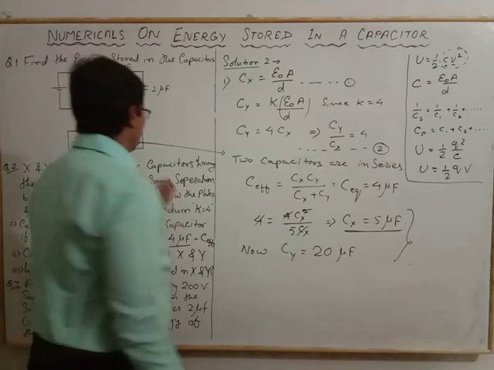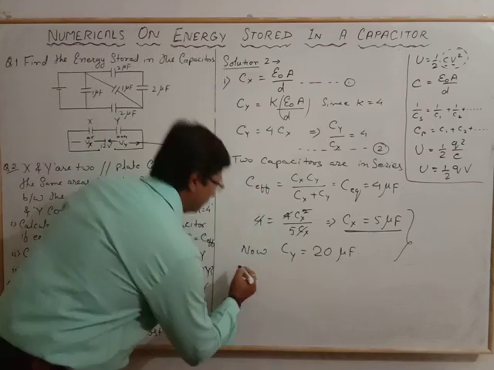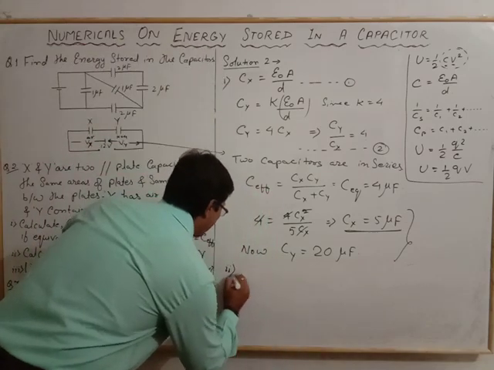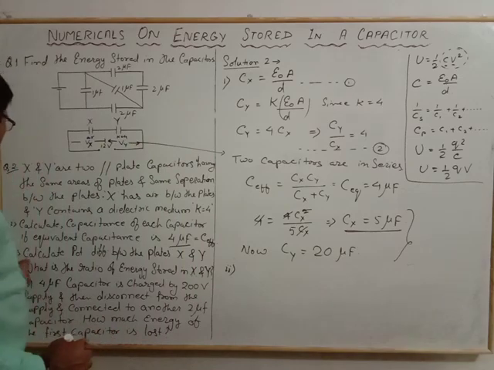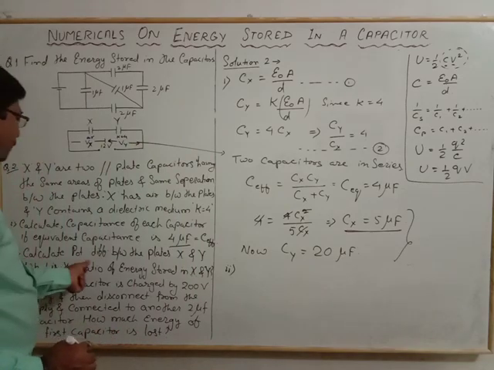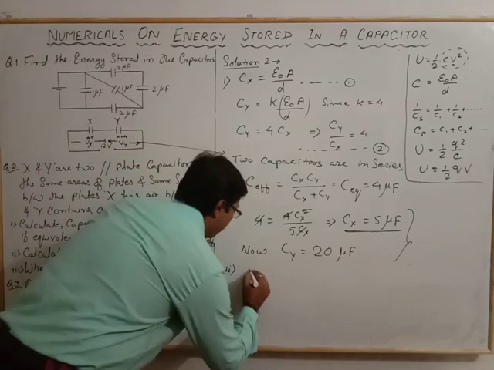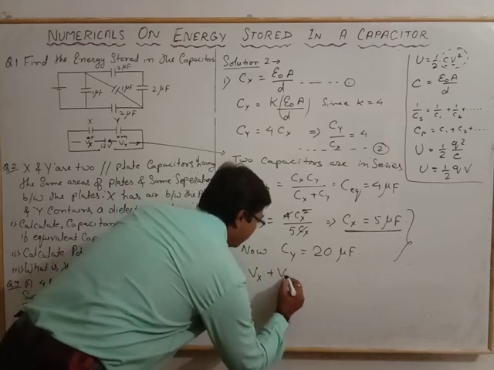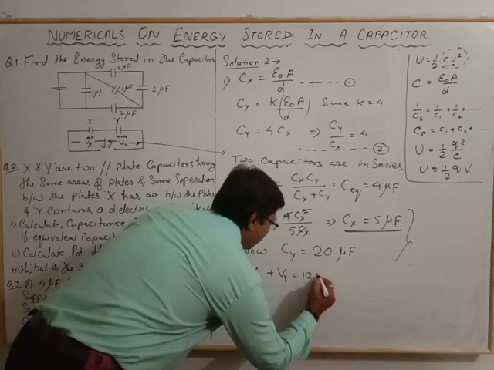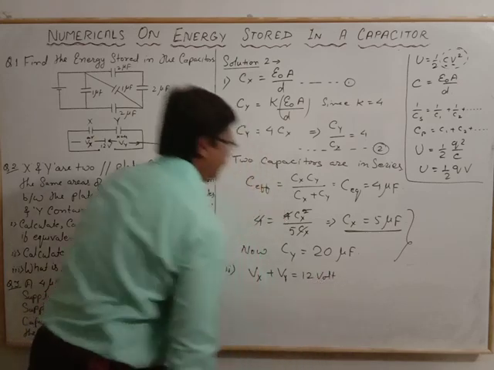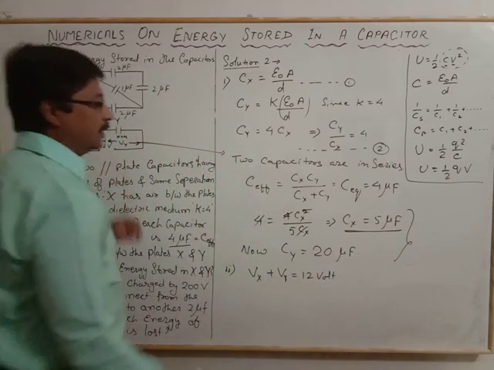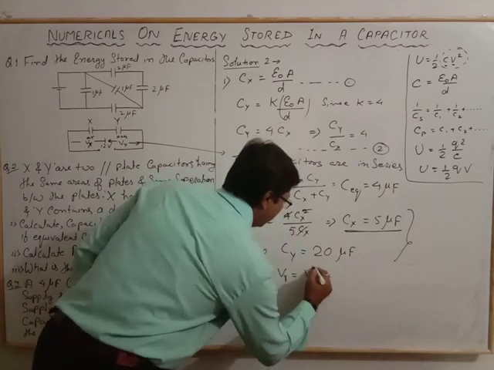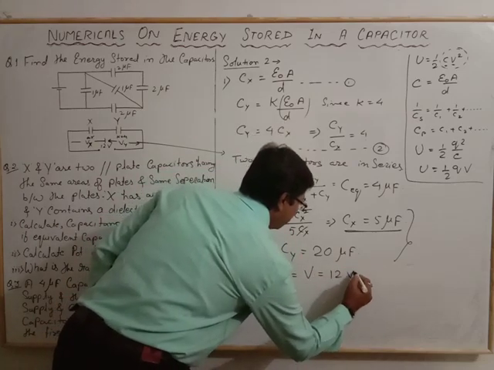So net potential, here we will write the second relation, the second question in this section: calculate the potential difference. For that, Vx plus Vy is equal to 12 volt. That is the total potential. Let it be V, and that V is 12 volt.